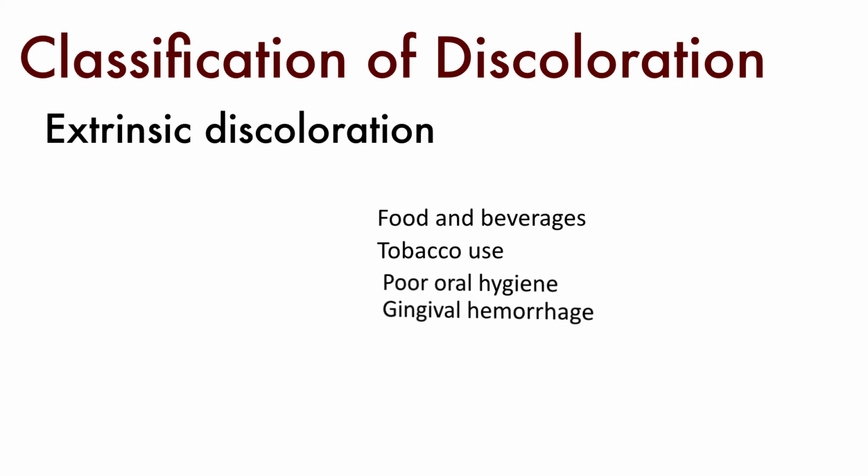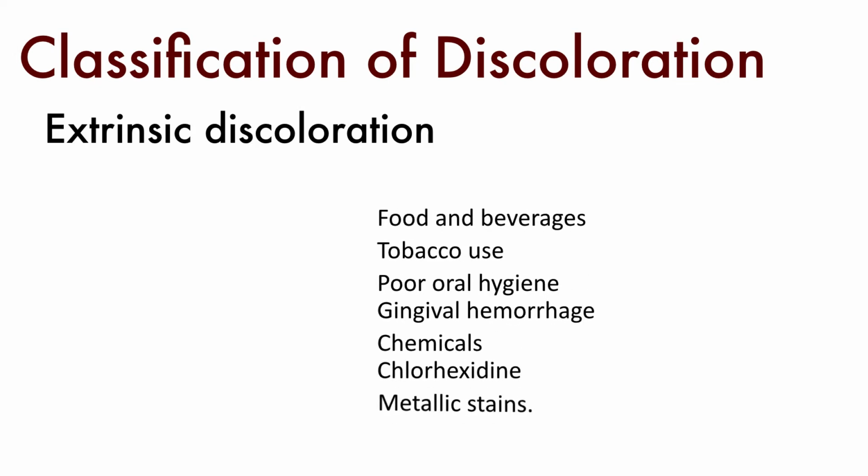As we told you in the previous slides, there's a type of extrinsic discoloration. It might be because of tobacco use and poor oral hygiene. When the patient doesn't brush the teeth on a daily basis, the plaque can discolor with the passage of time. Gingival hemorrhage and chlorhexidine, a very important irrigant we use in the clinics, and the mouthwash as well, also lead to discoloration. So we have to be very careful about all these things when you ask the patients about the reason for discoloration.